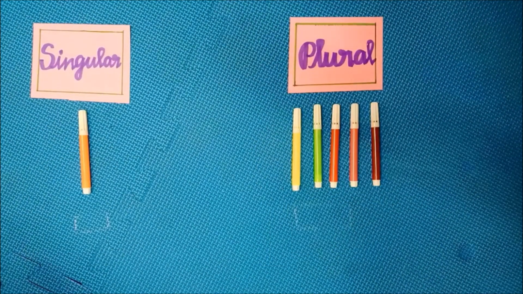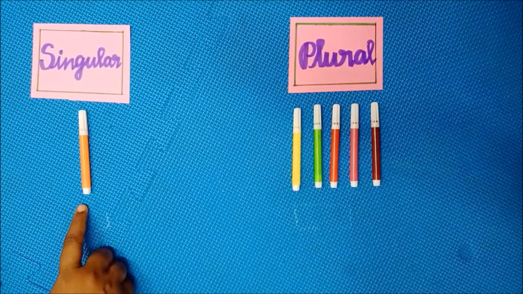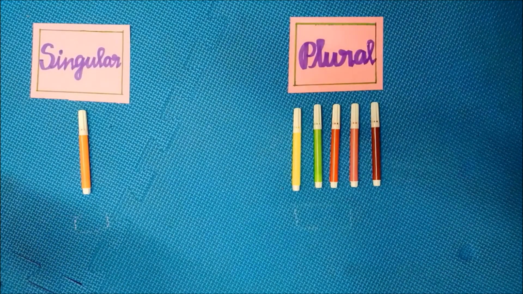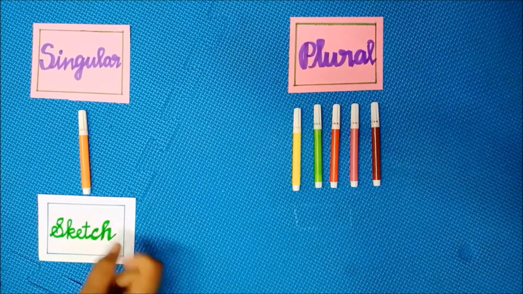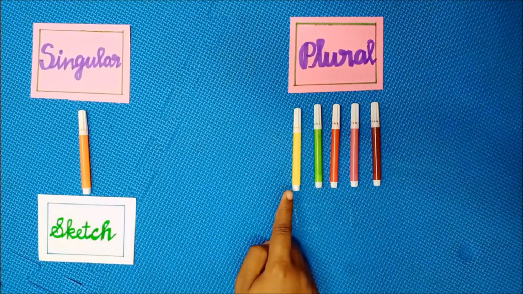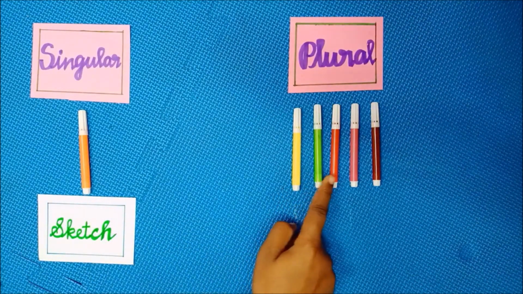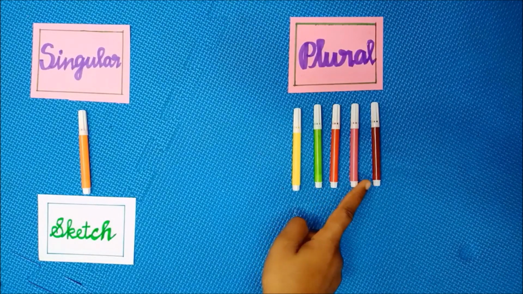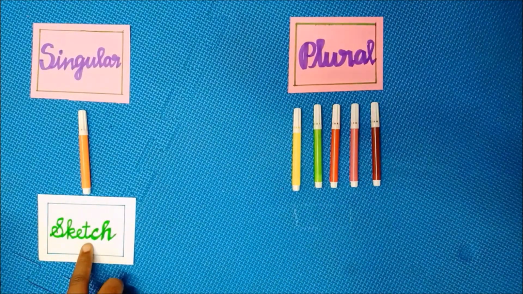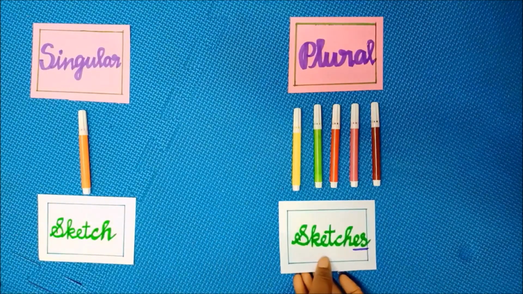See the next one. What is it? It is a sketch. Here how many sketches do I have? Only one sketch. So it is singular. Count the other sketches. 1, 2, 3, 4, 5. Here I have how many sketches? 5 sketches. So it is plural. So the plural form of sketch is sketches.